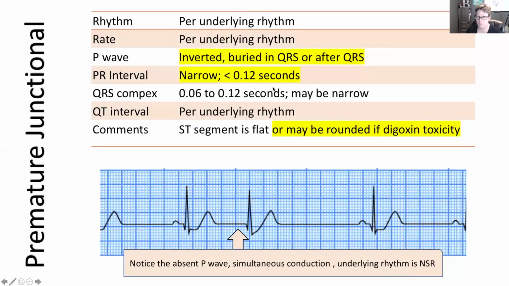The PR interval, if it was present, would be less than 0.12 seconds. QRS complex will be normal between 0.06 and 0.12 seconds. The QT interval will be per the underlying rhythm. In this case, between 0.36 and 0.44. And the ST segment is flat, or it may be rounded if there's digoxin toxicity. So here's the first clue. We're going to be talking about digoxin in this section. The key thing I want you to recognize here is the change in the P wave and the PR interval.